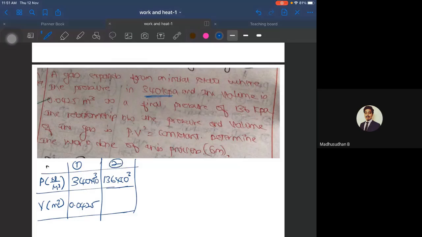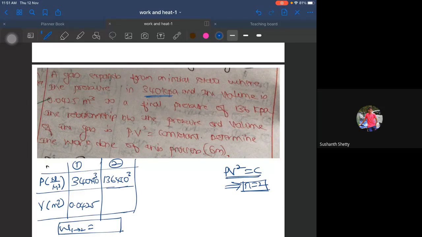The relation between the pressure and volume of the gas is given by PV square equals constant, which implies the value of n to be 2. If the value of n is equal to 2, can I judge which process this is? I need to calculate the work done from 1 to 2. Before I calculate, I must know which process this is. So here he has given the value of n. It is a polytropic process. Excellent.